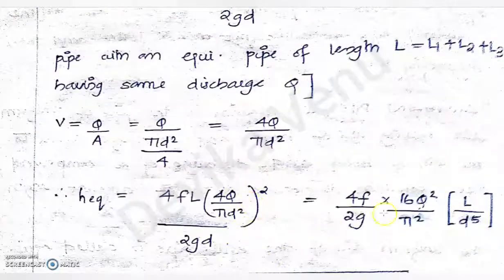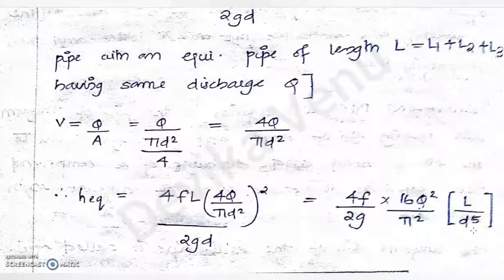Again, taking out the common terms, that is 4f by 2g into 16 Q square by pi square. I have taken it outside. So inside the bracket it will be L by d raised to 4 into d. So that is L by d raised to 5.